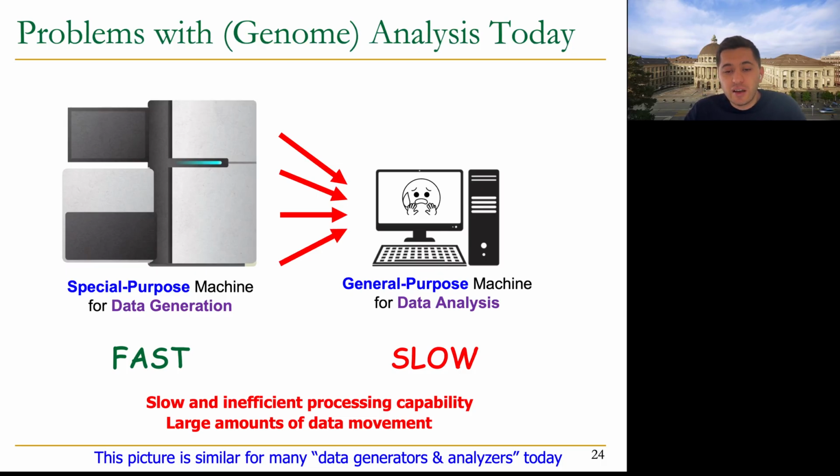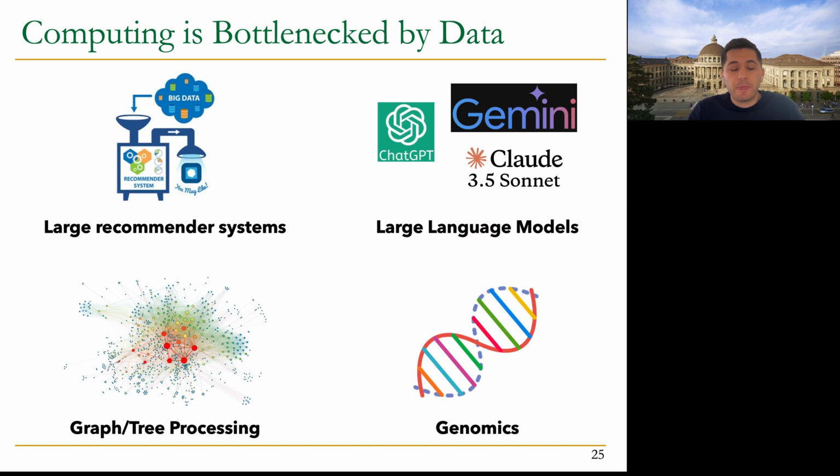So this creates essentially a bottleneck in the entire system in terms of time and energy. And this is not just about genomics, right? Computing is mainly bottlenecked by data today in many data-intensive workloads. This is true for AI, ML, and graph processing, and also for genomics.